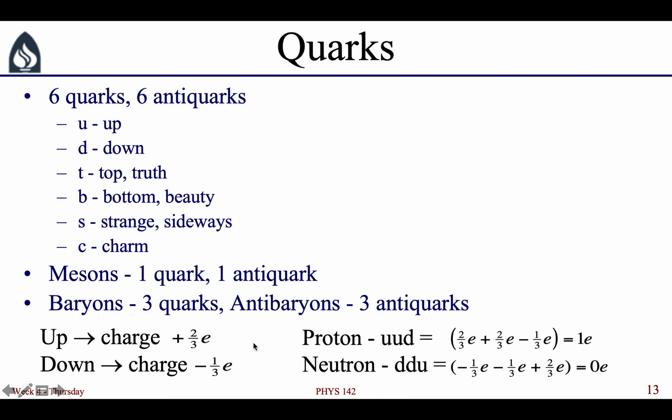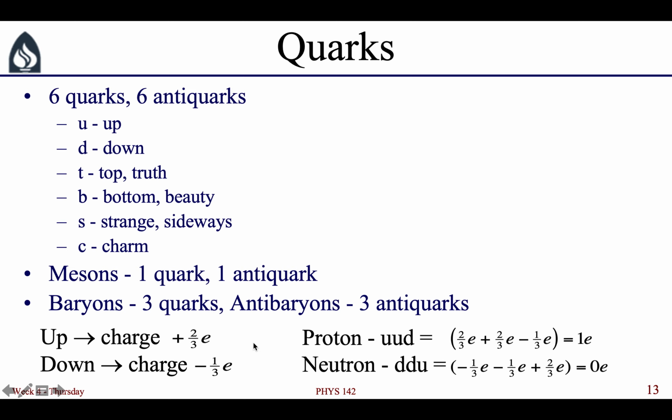Hadrons are made of quarks. There are a total of 6 quarks, and each quark has its antiquark. So the 6 quarks are up, down, top, also called truth, bottom, also called beauty, strange, which is also sometimes called sideways, and charm. Mesons are made of 1 quark and 1 antiquark.